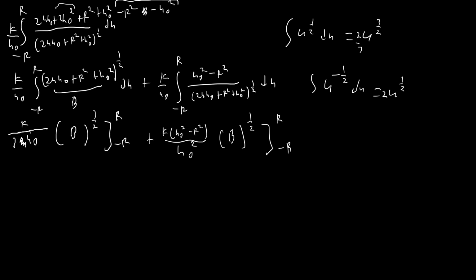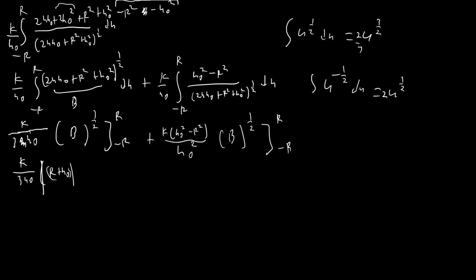Okay, so let's go ahead and plug these in. So we're going to end up with k over 3h0. Now, when h equals r, we're going to end up with r squared plus 2h0r plus h0 squared, which is just the same thing as r plus h0 squared. And so when we raise r plus h0 all squared to the 3/2 power, we have that square root again that's going to cancel, and so we're just going to end up with the absolute value of r plus h0 cubed, right?